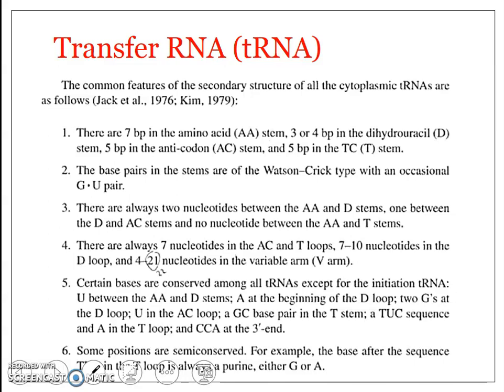The main features of the clover leaf model. The common features of the secondary structure, or the clover leaf model, of all the cytoplasmic tRNA are as follows. There are 7 base pairs in the amino acid stem, and 3 or 4 base pairs in the dihydrouracil stem, or the DHU stem, then 5 base pairs in the anticodon stem, and 5 base pairs in the TC stem. Okay, so these are the various features upon which the secondary structure of tRNA is elucidated.